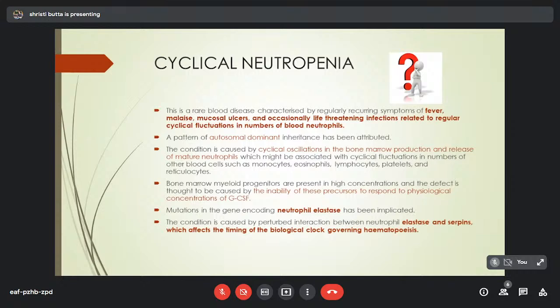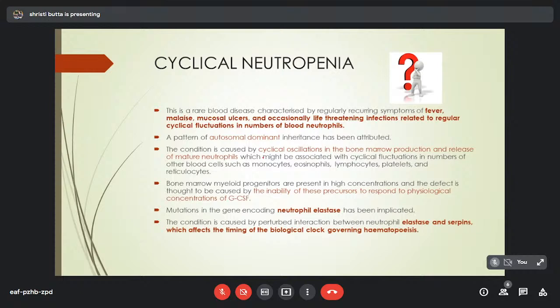This is a very rare disorder characterized by regularly recurring symptoms precisely due to neutropenias. Patients present with fever, malaise, mucosal ulcers, and occasionally life-threatening infections related to regular cyclical fluctuations in the number of blood neutrophils. It has an autosomal dominant pattern of inheritance. The condition is caused by a cyclical oscillation in the bone marrow production and release of mature neutrophils.